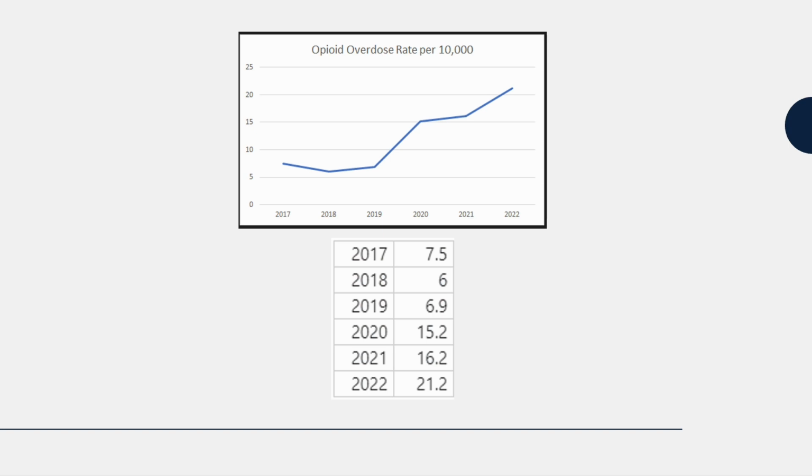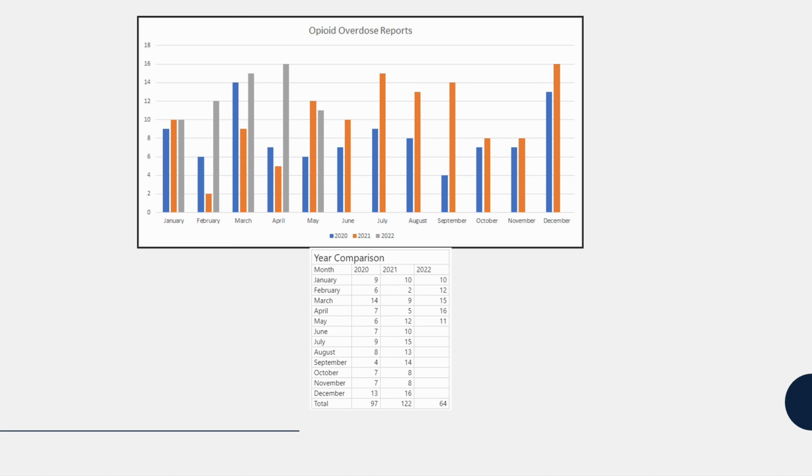These are the opioid overdose rates for the Panhandle District since 2017. Now this is the rate per 10,000 seen in the hospital, in the emergency department. So not the general population. And we see that increase coming up right around the time of COVID, 2020. This is the opioid overdose report, which also includes deaths and fatalities. And if we're looking at 2020, we see 14 in March when the pandemic was declared.